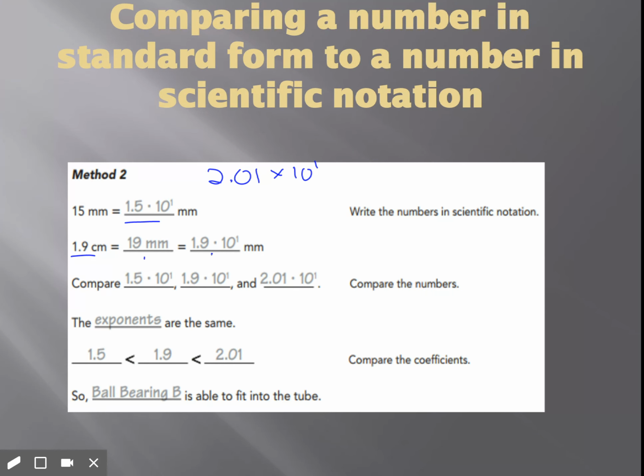And again, they're making the same comparison since the exponents are the same. 1.5 is less than 1.9, which is less than 2.01. So it would both be ball bearing B. So whichever way you find easier to compare, you go ahead and do so.